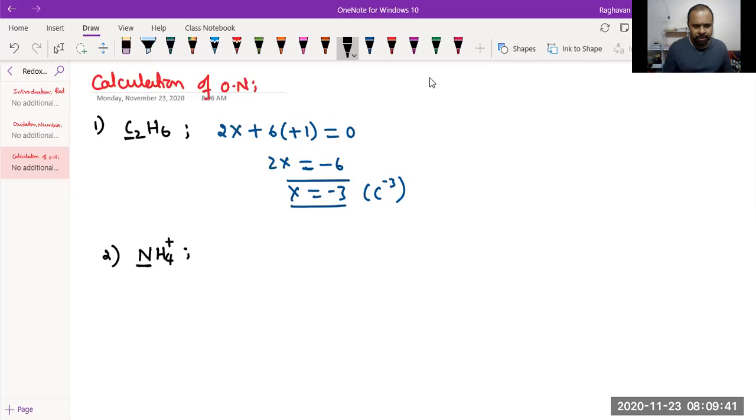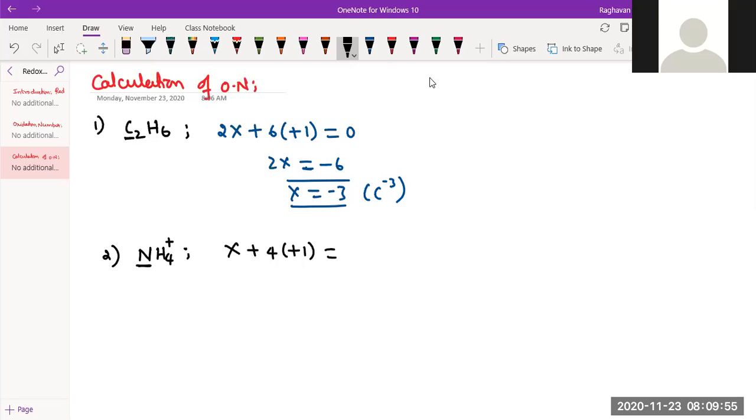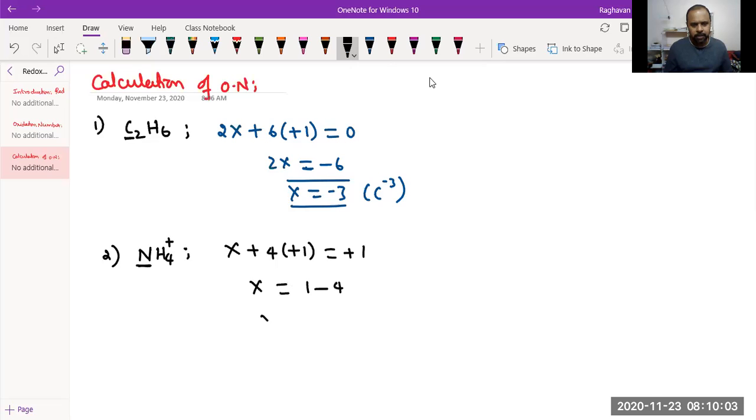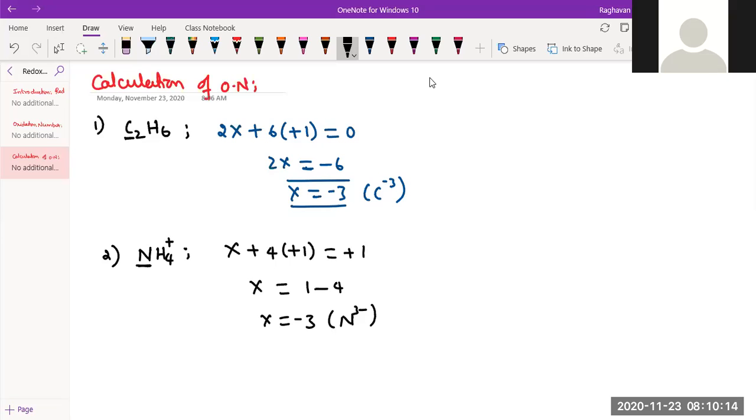Underlined element's oxidation state. So X plus 4 times the charge on hydrogen, plus 1, is equal to... is it an ion? NH4 plus is an ion or a molecule? So the sum of the charges must be equal to 0 or plus 1? Plus 1. So X is equal to 1 minus 4, so X is equal to -3. In this particular case, nitrogen is in the -3 state. If it is an ion, then the sum of the charges must be equal to the total charge on the ion.